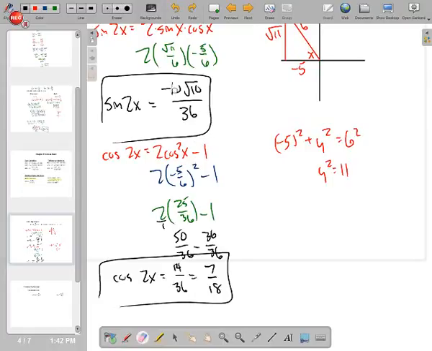Actually, I should have reduced this one too, so let's go back and fix that. This is 10 over 36, which is 5 over 18. If one of them reduces, the other one probably should. So I didn't catch that, but now we can.